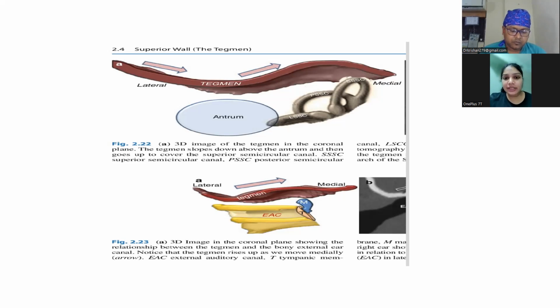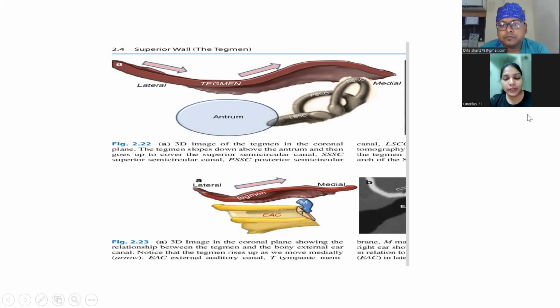This semicircular canal also has a clinical point: if there is any dehiscence of the superior semicircular canal, it is also called a third window phenomenon. There is a first window, there is a second window, and there is a third window phenomenon. And this third window phenomenon is because of the superior semicircular canal dehiscence.